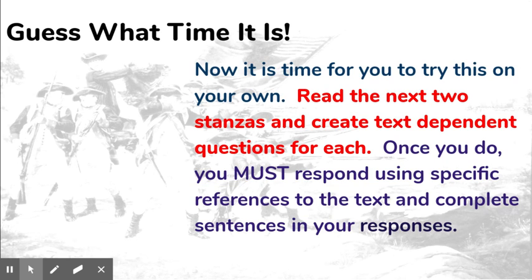So write your questions. Remember those text dependent question stems that I gave you yesterday. You do not have to use those, but they're there if you need them. So if you have any questions, you know how to contact me. This is a hard assignment, even though it's only writing two questions and it's only reading two stanzas. If you get interested in the poem, read to the end. It really is quite a good poem.